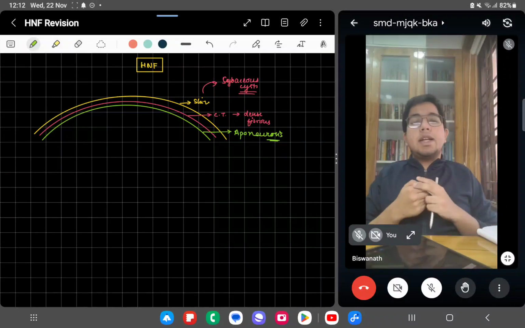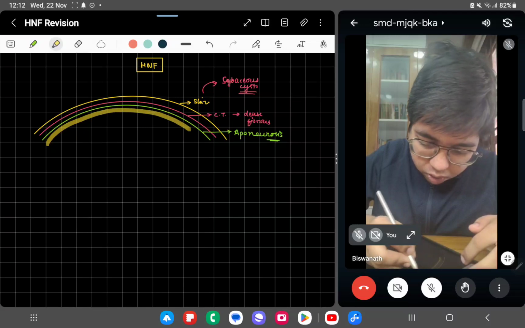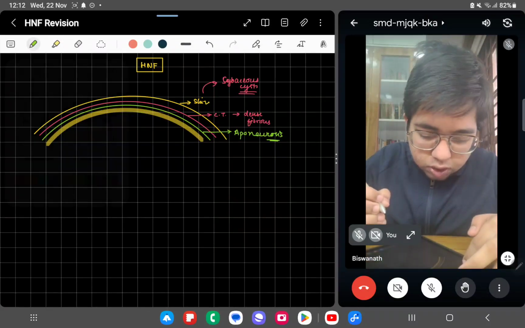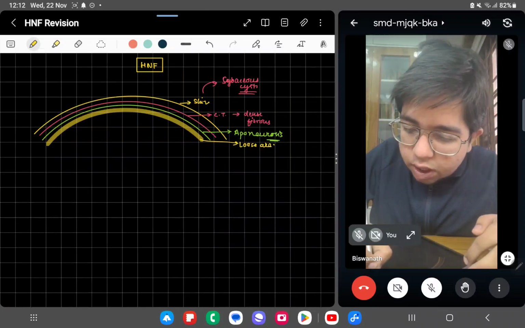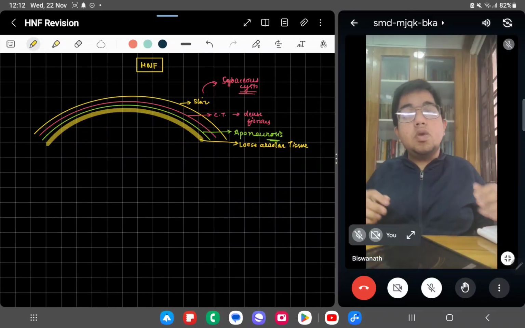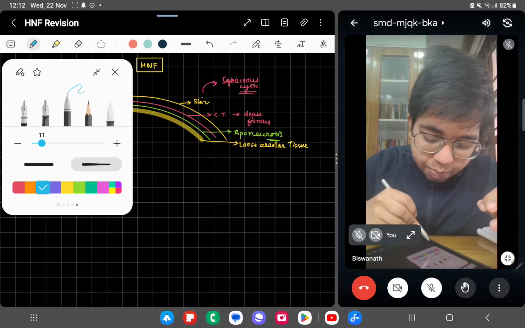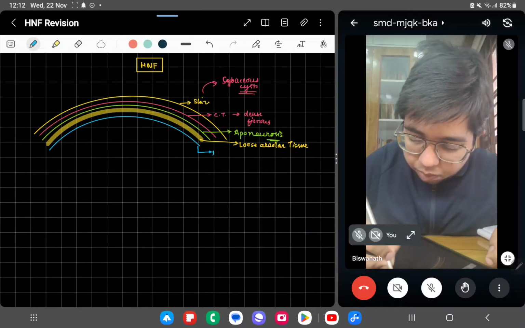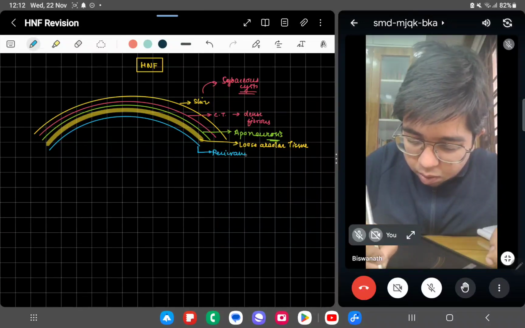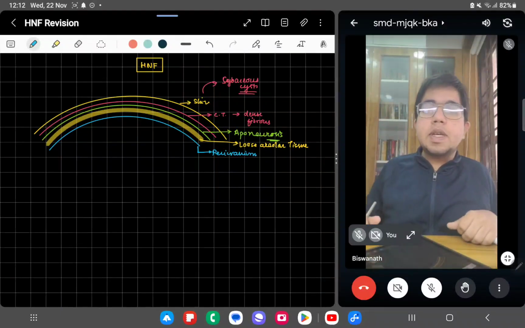Let's talk about the next layer. Skin, connective tissue, and aponeurosis are done. Then we have the fourth layer, the loose areolar tissue. This layer is your loose areolar tissue. And the last layer is your pericranium. So these are the layers of the scalp.